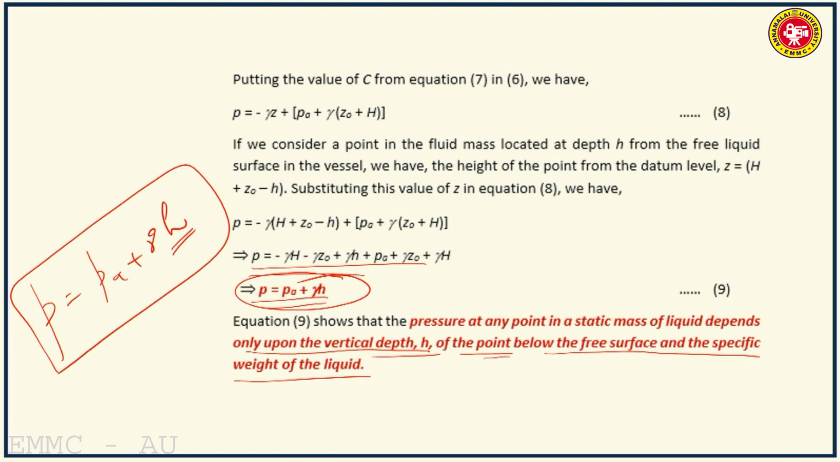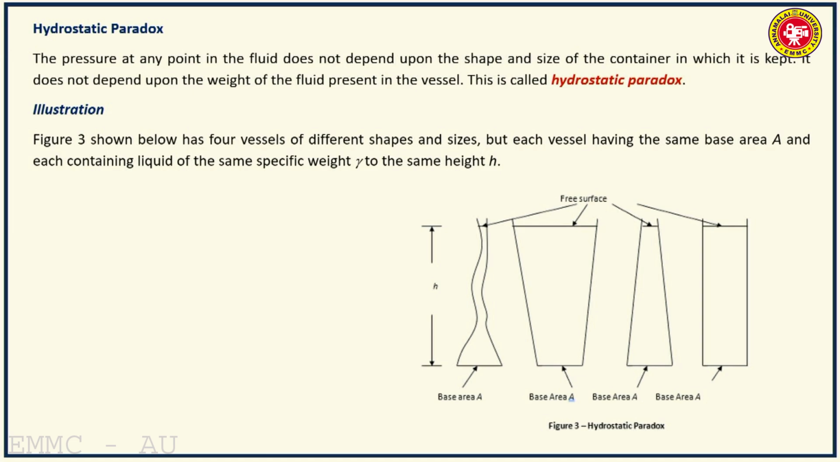So P, the pressure at a point inside the liquid mass, is PA, that is atmospheric pressure acting on the free surface, plus the product of the specific weight of the liquid and the depth of the point under consideration. Okay. So we are moving into the last item in this particular module, that is hydrostatic paradox.